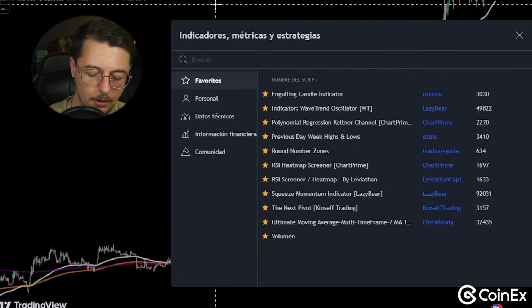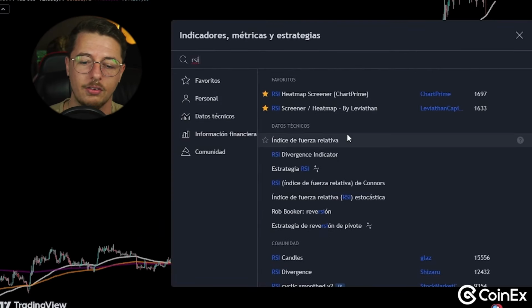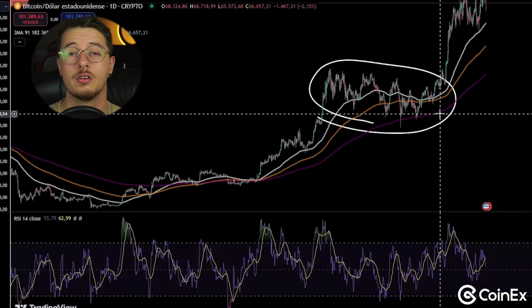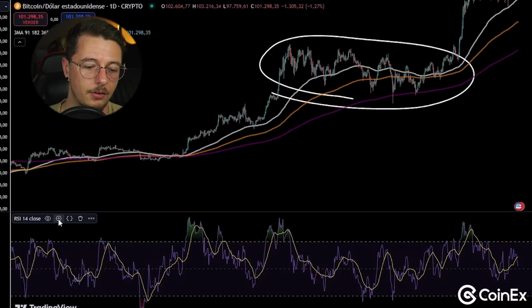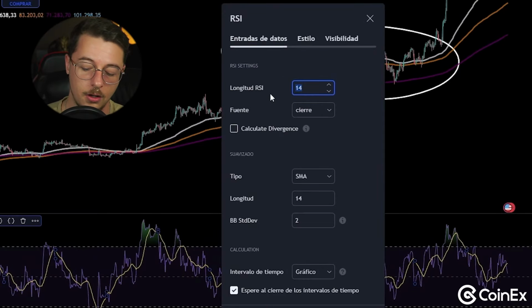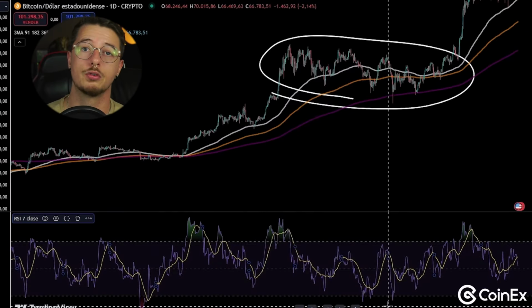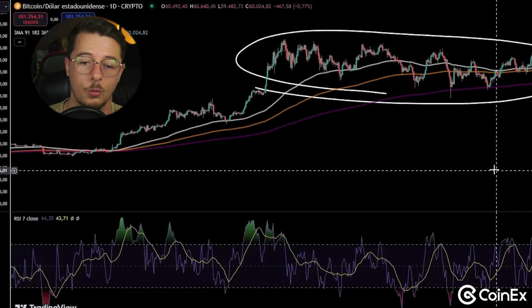The second indicator that I'm going to add, I think a lot of people know, and it's the RSI. Basically what this is going to show is the momentum in the chart. What I like to do is change it from 14 to 7 for the last 7 days. And what this will show me is good entries when I'm in an uptrend.